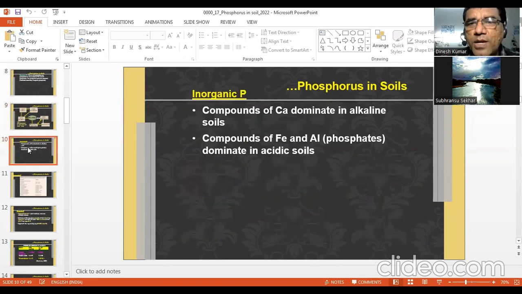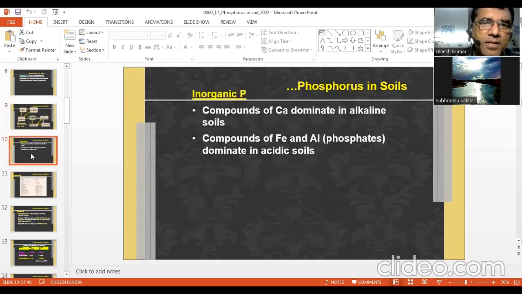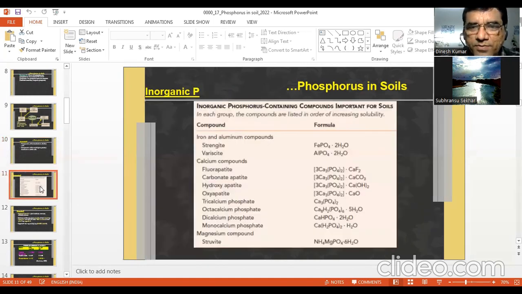Now you see inorganic phosphorus compounds in soil. Just now you have seen some organic ones. I told you organic is mostly inositol phosphate. I'll show you. In alkaline soils, the calcium compounds of phosphorus dominate, and in acidic soils, iron and aluminum and also manganese phosphates dominate. Now, dear students, it is very important for you to see this table. Can you see it properly or not? I don't know.